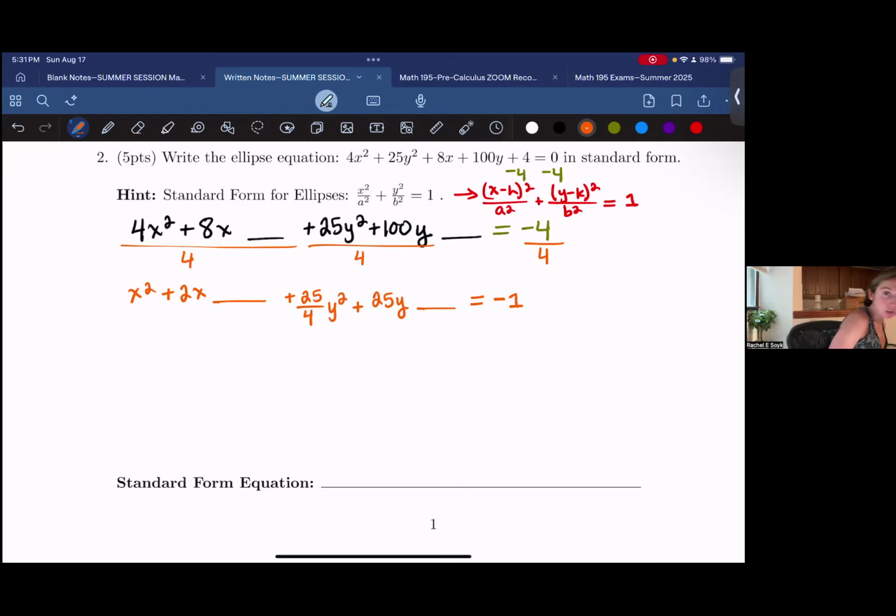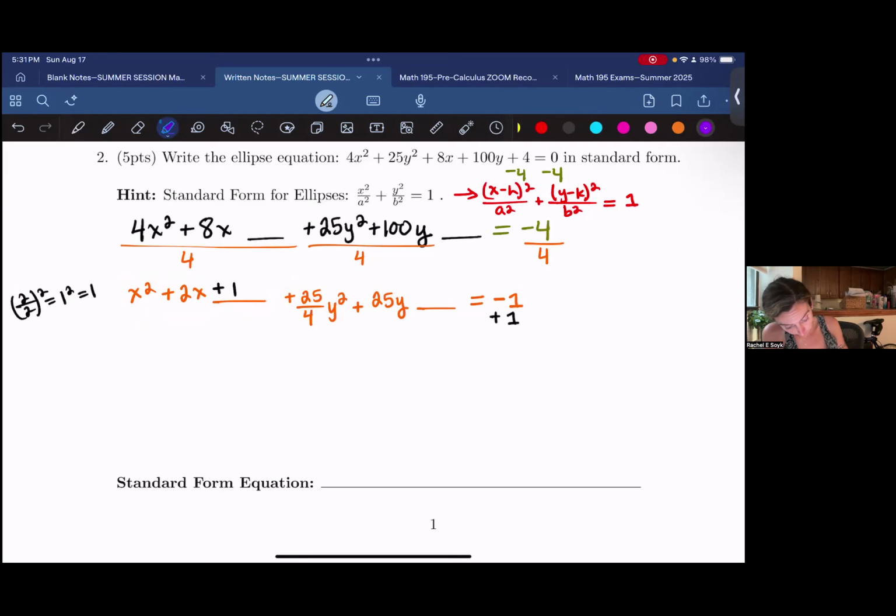And now let's use our special key in order to complete the square with our x. So our b value is 2. So we get 2 divided by 2 in parentheses squared, which is just 1 squared, which is 1. So we're going to go ahead and add 1 to both sides of our equal sign to keep everything balanced.